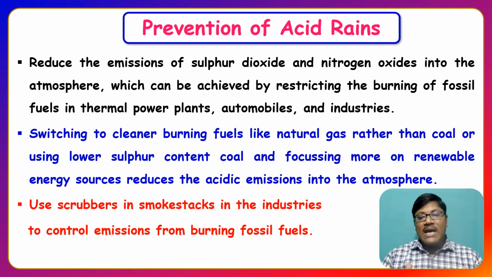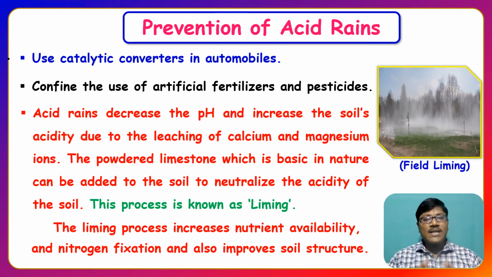Focusing more on renewable energies like solar energy, wind power energy, and geothermal energy may definitely reduce the emissions of sulfur dioxide and nitrogen oxides into the atmosphere. Use scrubbers in smokestacks in industries to control emissions from burning fossil fuels. Use catalytic converters in automobiles to reduce the effects of exhaust fumes in the atmosphere.